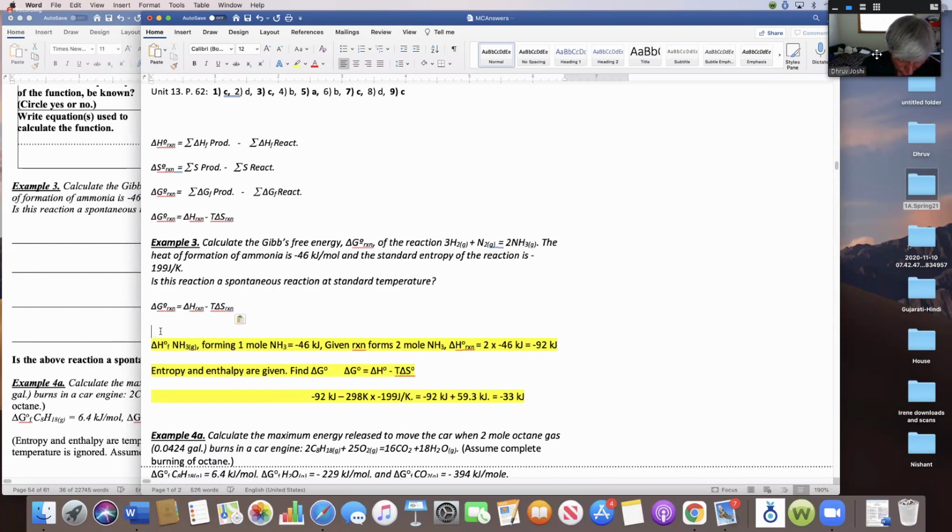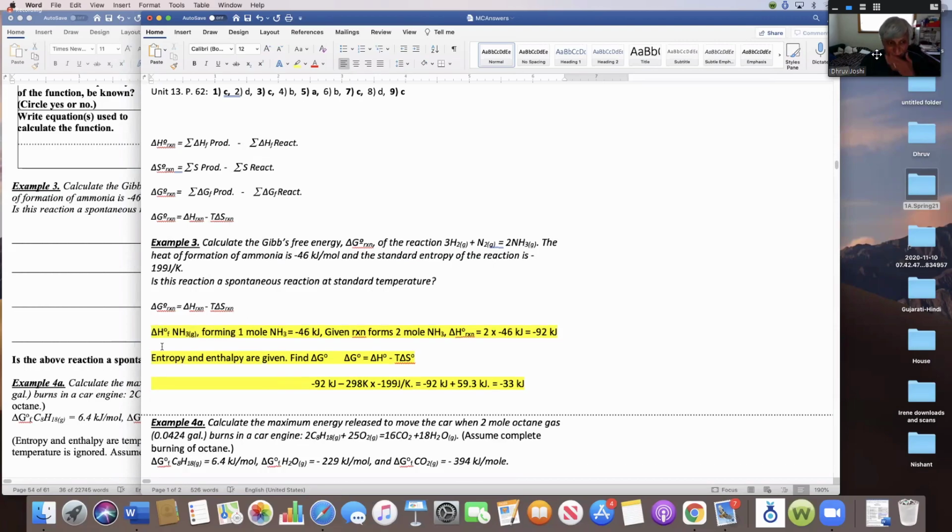Then I plug in the values. Heat of formation of ammonia is for forming 1 mole of ammonia. That's negative 46. The given reaction forms 2 moles of ammonia, so we're going to multiply negative 46 by 2. So the heat of this reaction is negative 92 kilojoules.